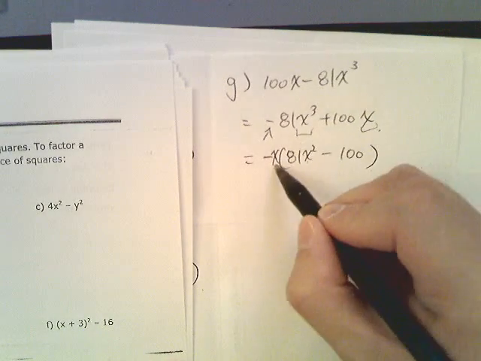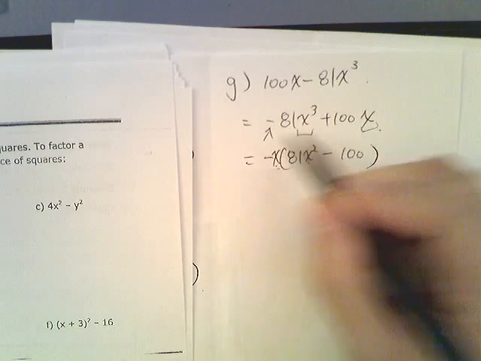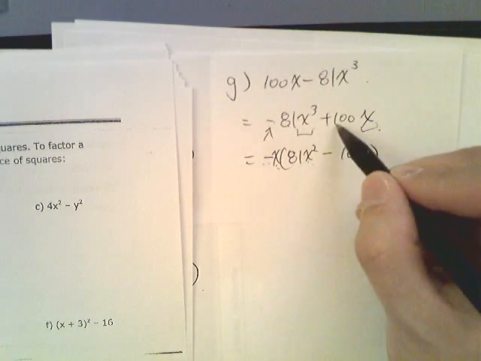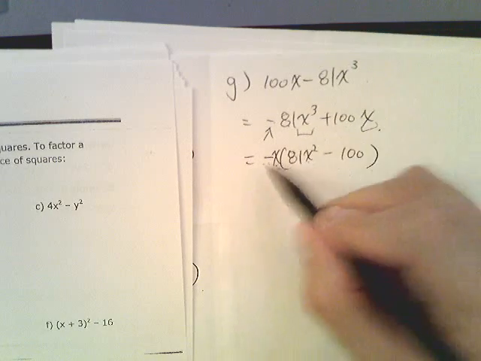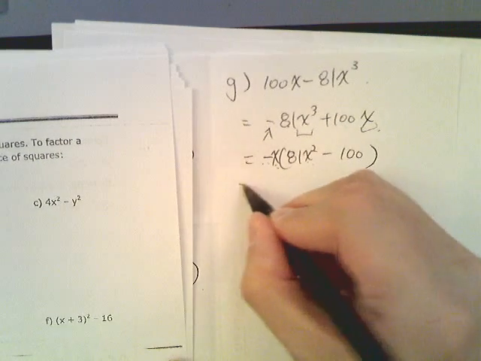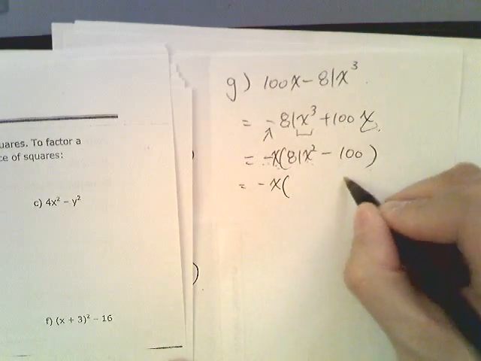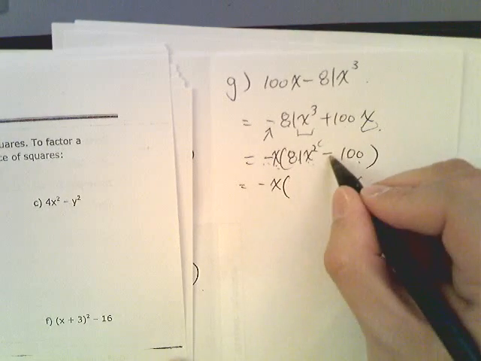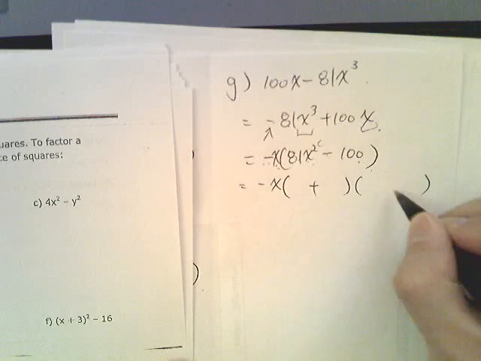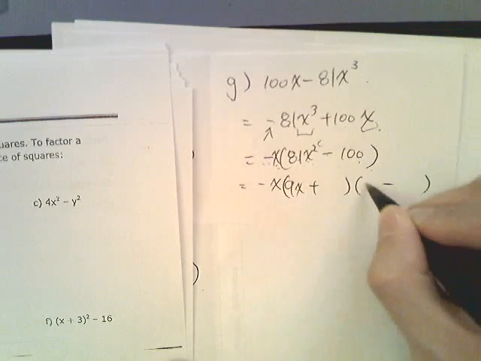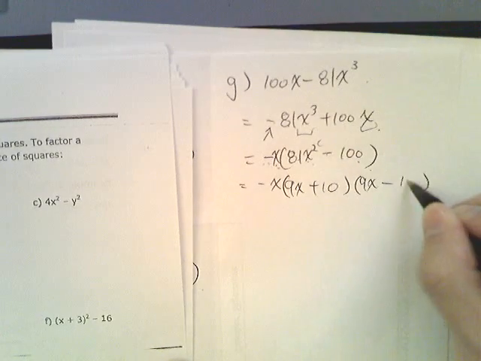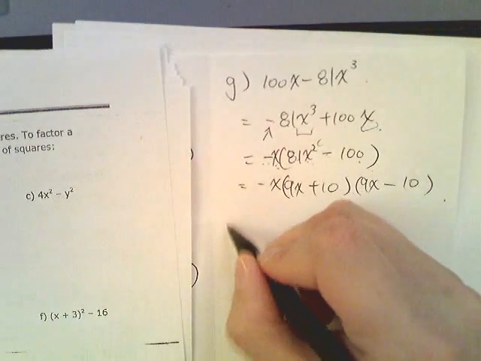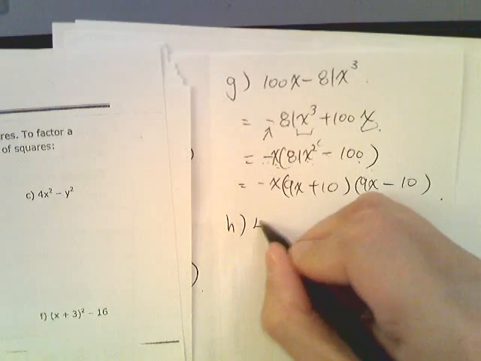So x cubed divided by x will be x squared, and that will be gone. Negative is outside, so negative 81 is positive 81. Positive 100 becomes negative 100. Now, having said that, then we have, again, two terms, even power, different signs. So I have plus minus, then 9x, 9x, 10, 10. Okay? Now H.